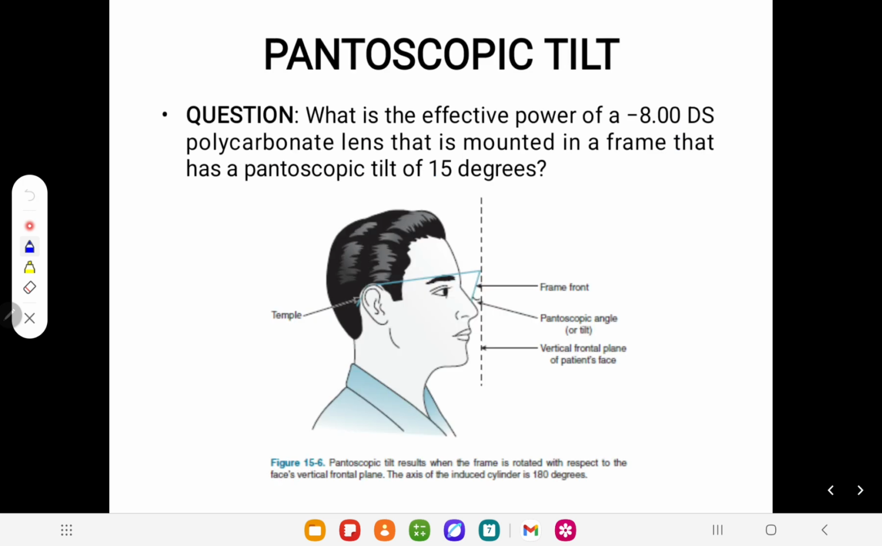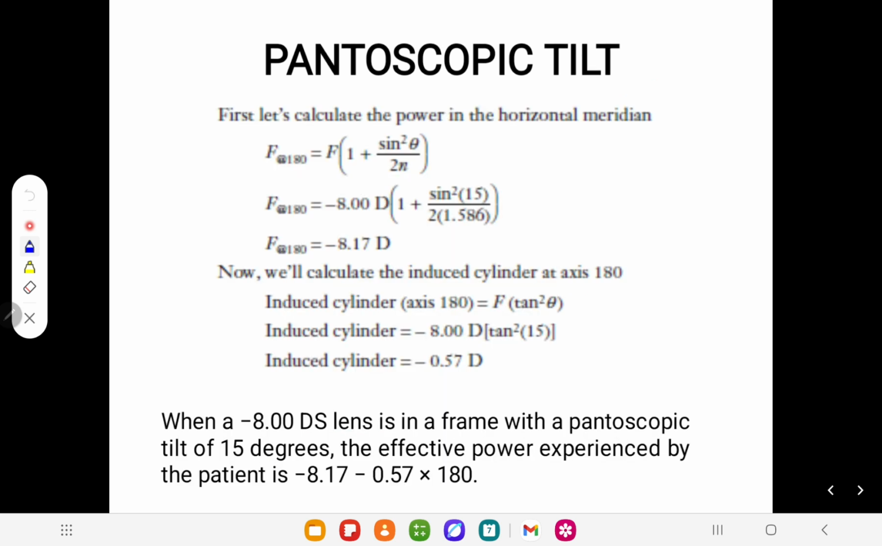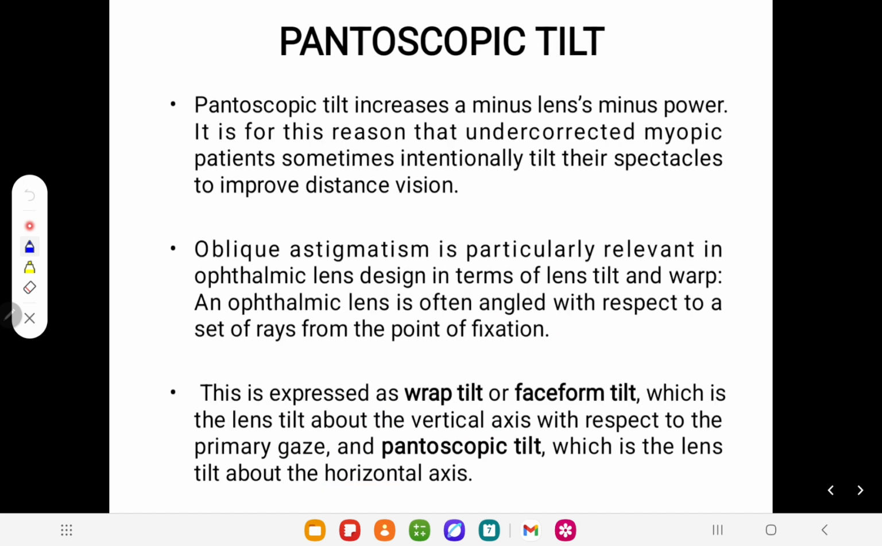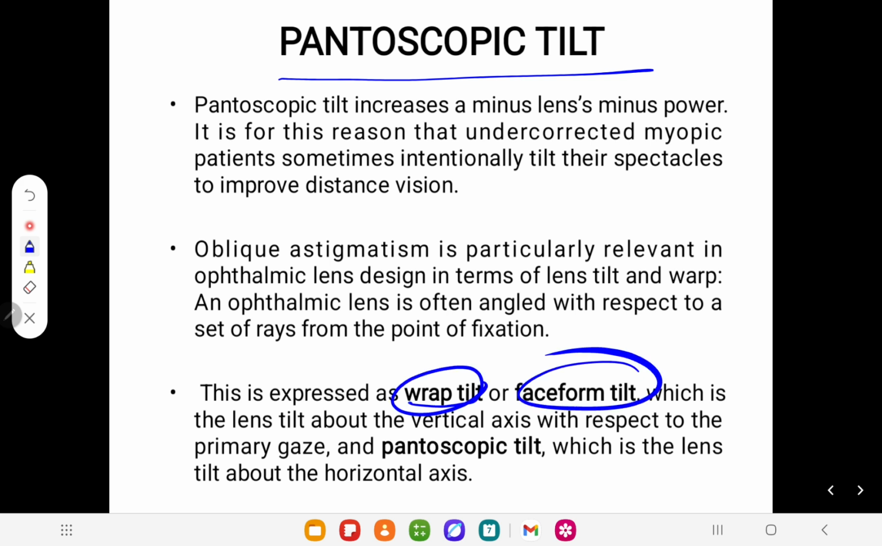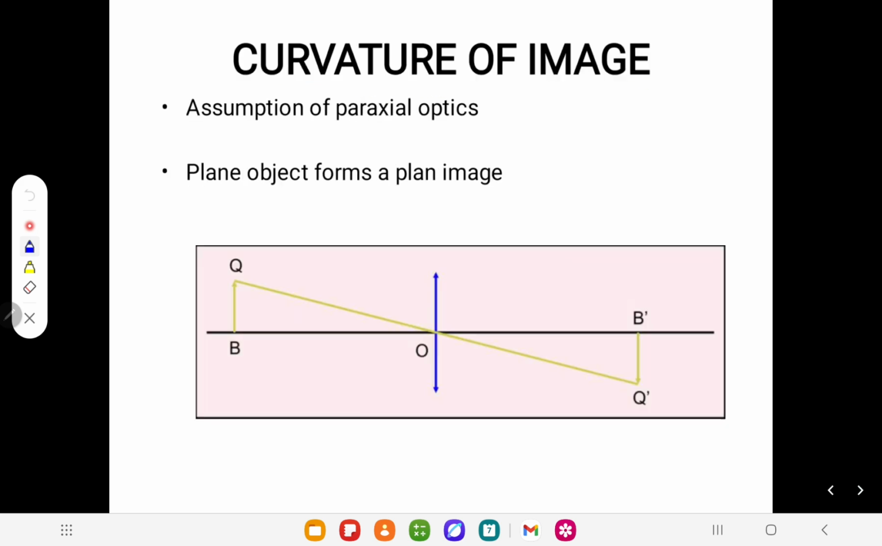Pantoscopic tilt is the same thing. When an 8 diopter lens is tilted 15 degrees, then this happens in the cylinder. The sphere also increases, the cylinder increases, and the axis depends upon the axis of tilt. See, face wrap or pantoscopic tilt, whatever it is, if you are tilting the lens, it will create oblique astigmatism.